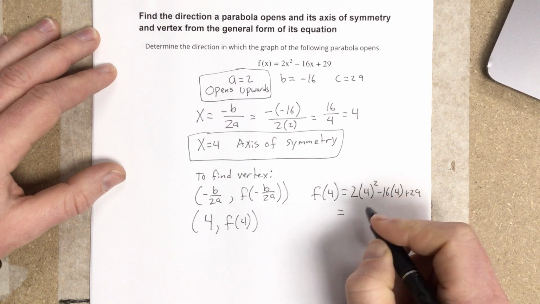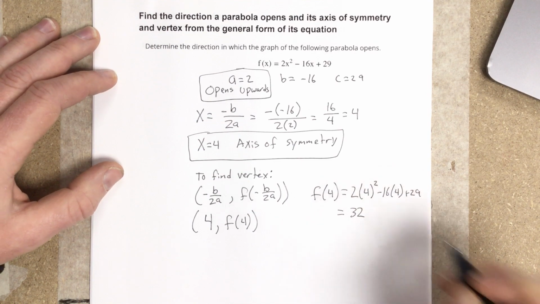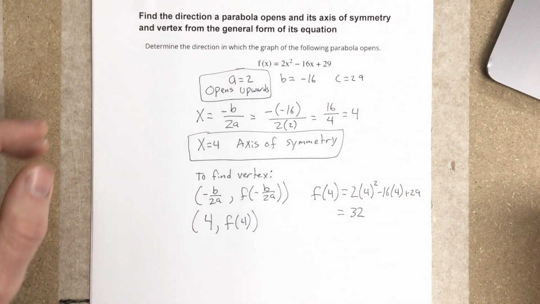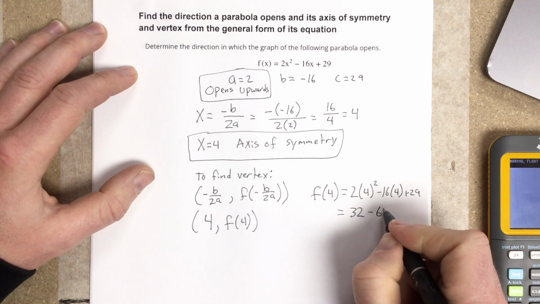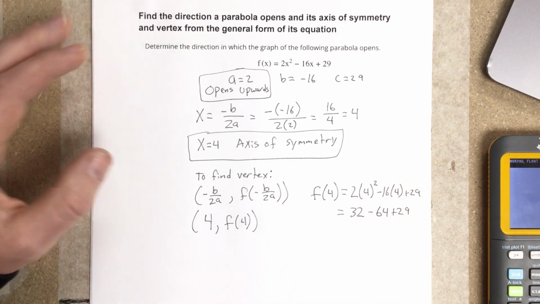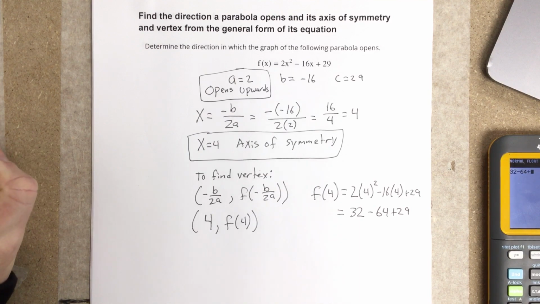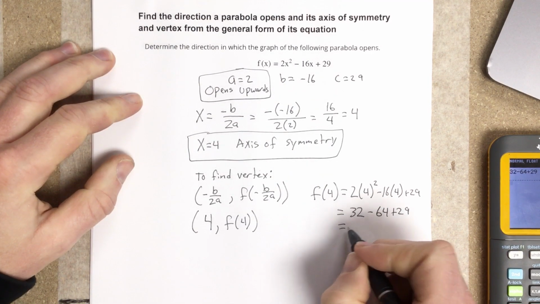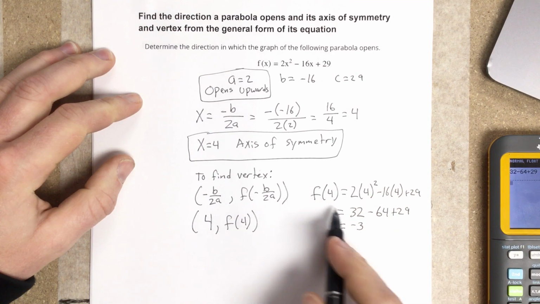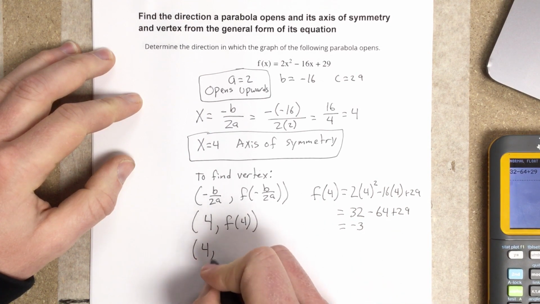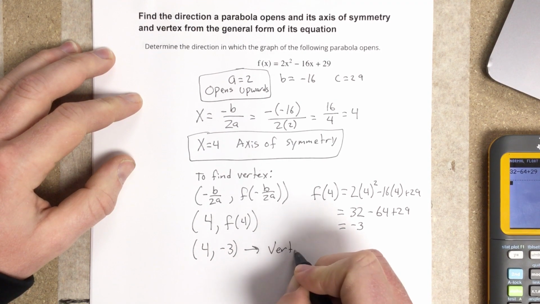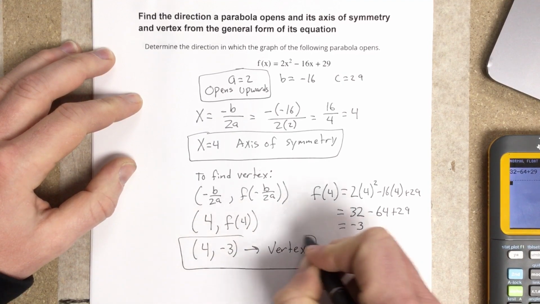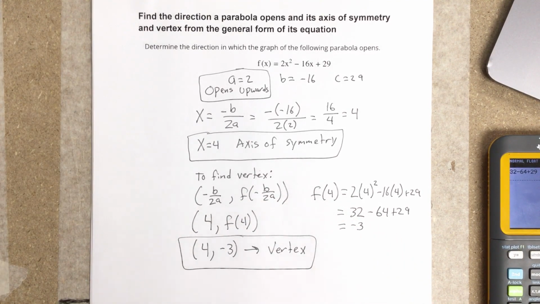4 squared is 16 times 2 is 32, so I have 32. We use a calculator for some of this, minus 64 plus 29. So 32 minus 64 plus 29, I get negative 3. So f of 4 is negative 3, so I can replace that and say that the vertex is 4, negative 3. And that's how you find the direction, the axis of symmetry, and the vertex for a general form equation.